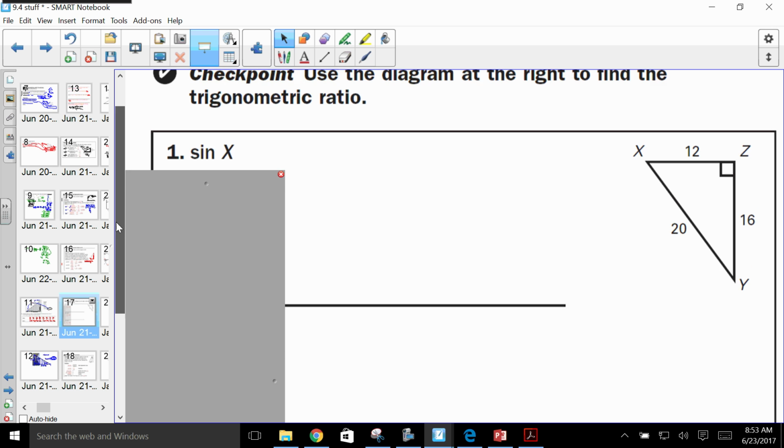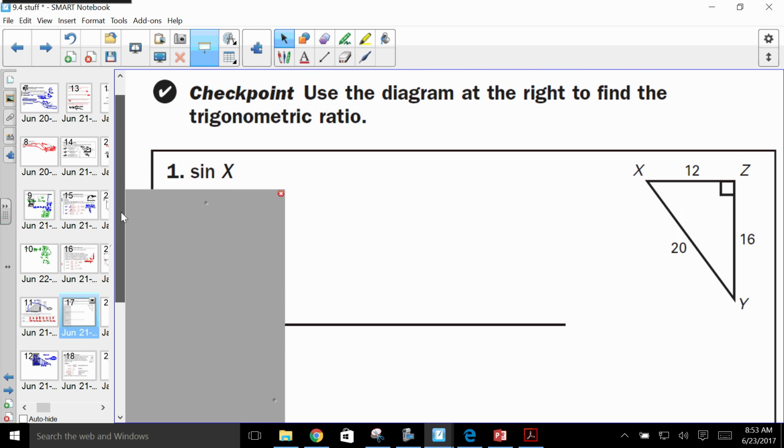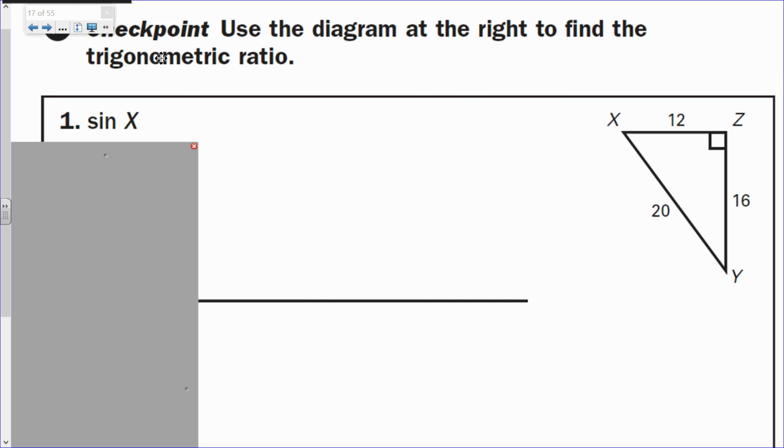All right, let's go to the checkpoint exercises. Flip the page? Yeah. So it says, use the diagram at the right to find the trigonometric ratio, the sine of x.